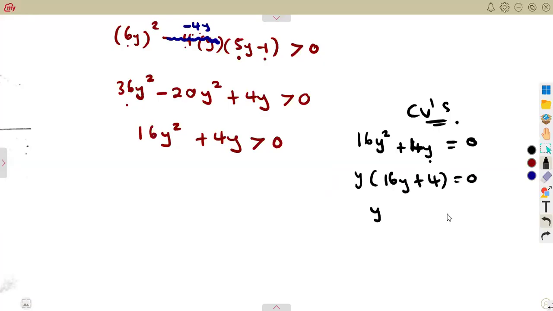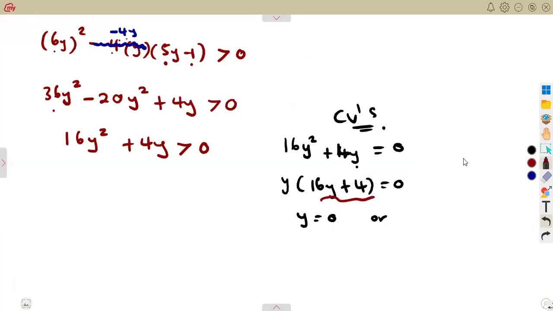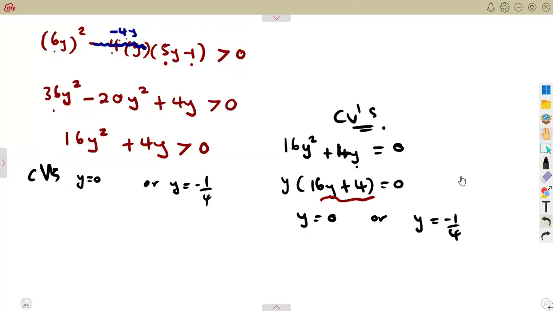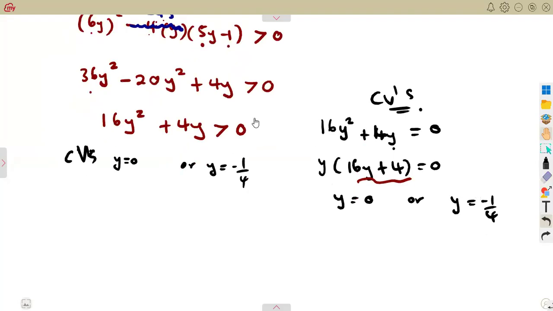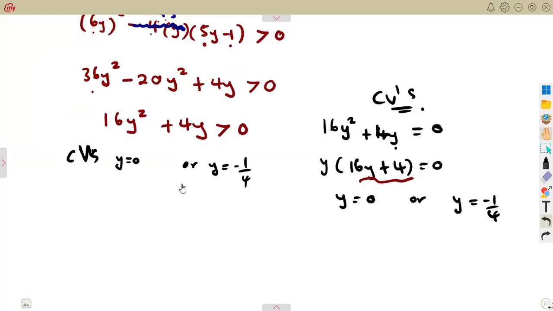So meaning to say y is equal to 0, or from this other bracket, if we solve 16y is equal to negative 4, you can just divide by 16 on both sides. So that means y will be negative 1 over 4. So I want us to understand that these are the critical values that we have got in this case. We've got our critical values where y is equal to 0, or where y is equal to minus 1 over 4. Using any method, you're going to use the graphical method to obtain the exact solution, which is the inequality.